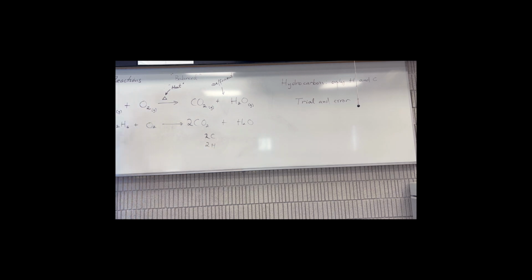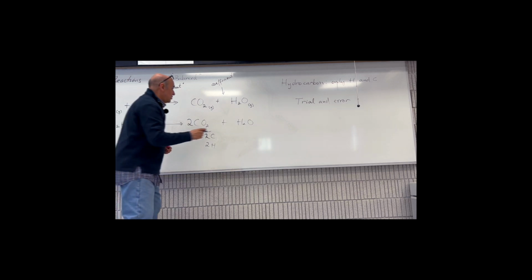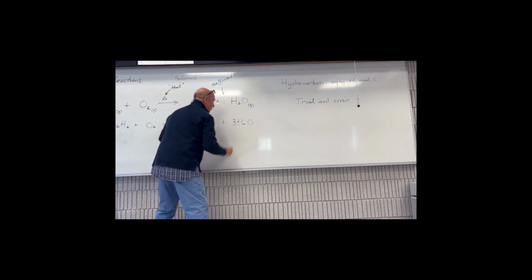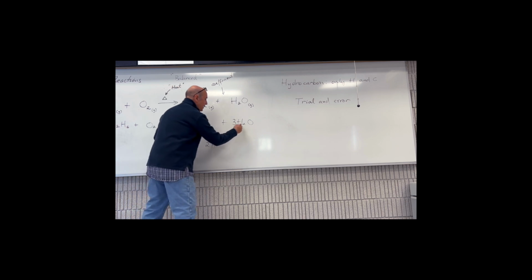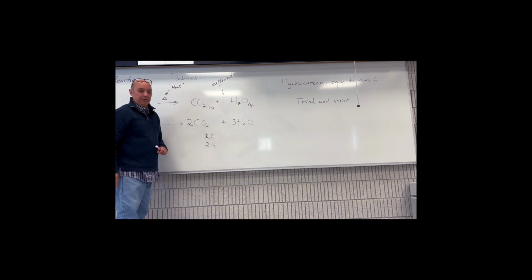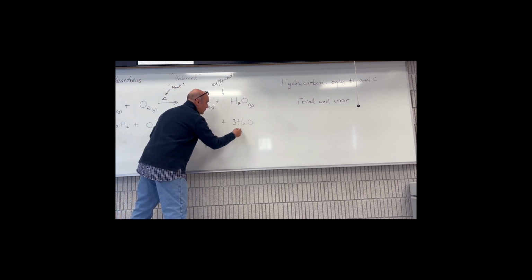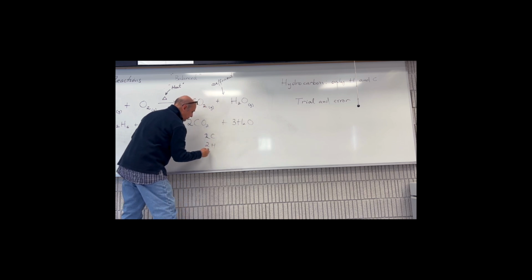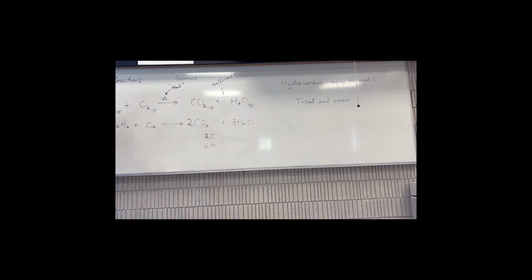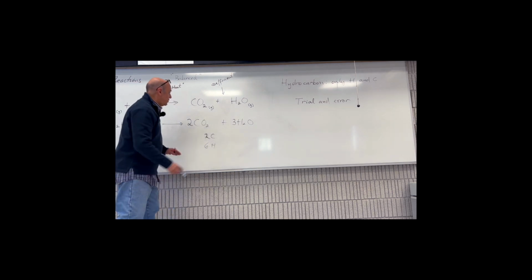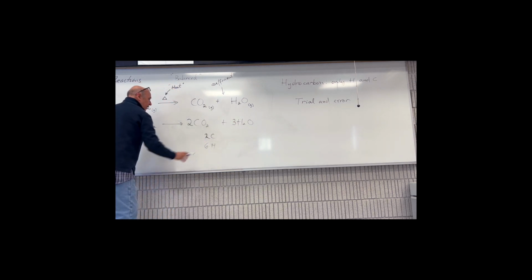What can we do? Adding coefficients only. Yes? 2 times 3. So a 3 here is going to make these 6. Absolutely. So 3 water molecules will contain 6 hydrogens. We now have 6 hydrogens. Very good. Wow, Jenna, you should come and be here more often. Okay, so 6 hydrogens and 6 hydrogens, balanced equation for the hydrogen and for the carbon.